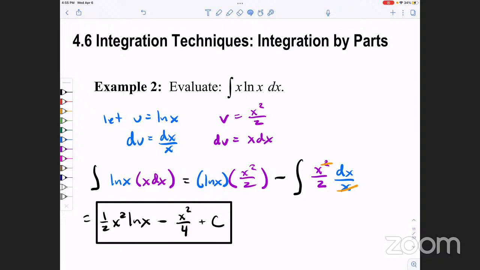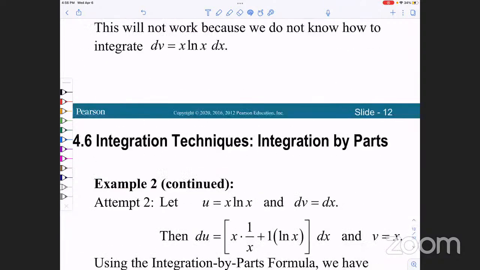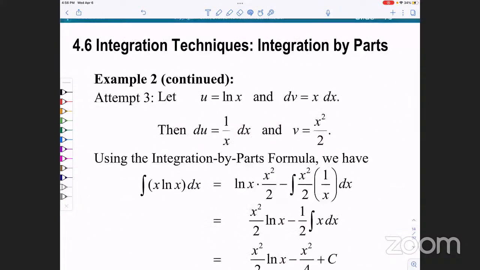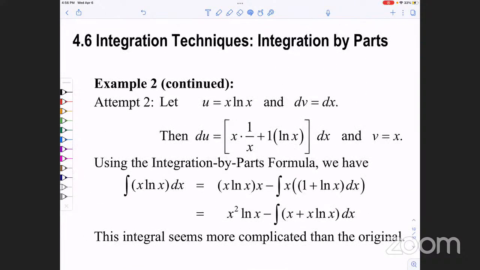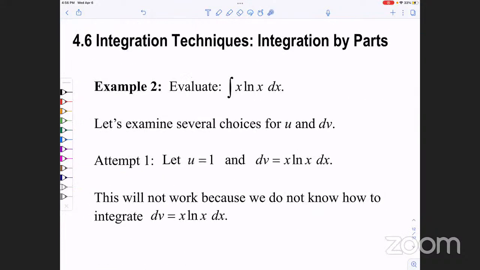I'm just going to use my prepared notes. 1/2 x squared ln x minus x squared over 4 plus a constant. There it is. 1/2 x squared ln x minus x squared over 4 plus a constant, right? Let's go back and read through and see if they did anything different, right?